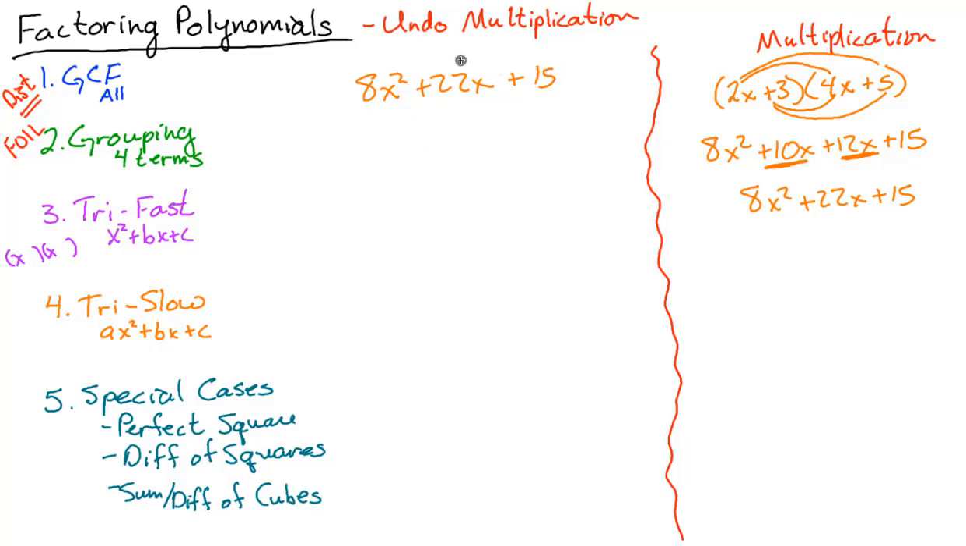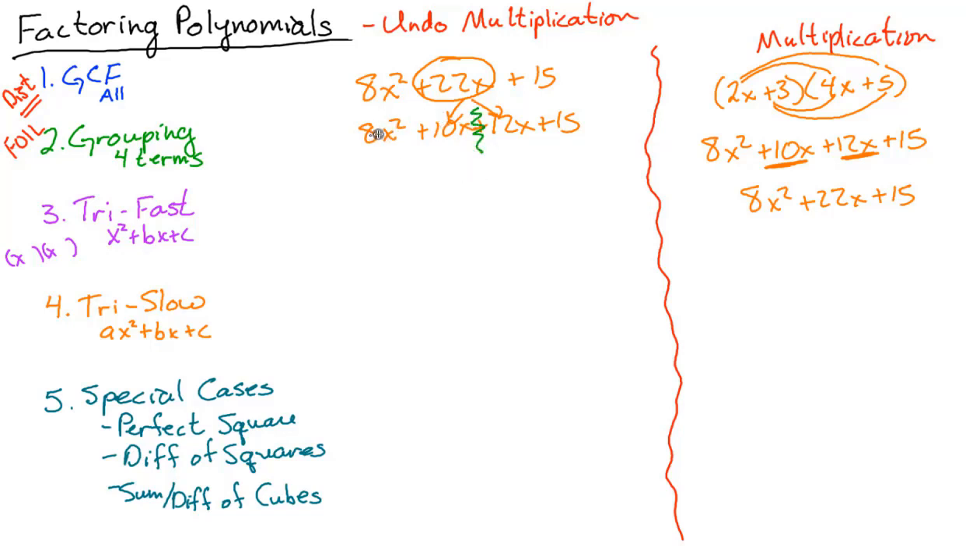The secret is this number right here. This 22x, where did it come from? Well, it came from a 10 and a 12. So that's 8x squared, and if we do plus 10x plus 12x plus 15 and break it up into its original pieces, watch what happens. We now have 1, 2, 3, 4 terms. Do we know how to deal with 4 terms? Of course we do. That's called grouping. I'm going to change to that color so you can see how powerful it is.